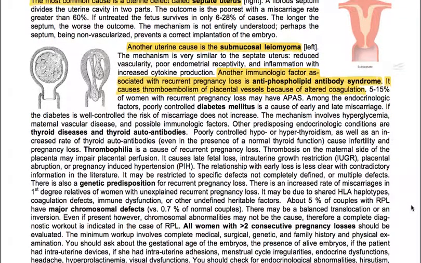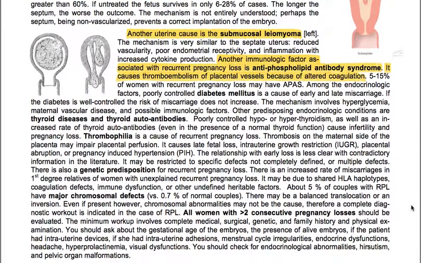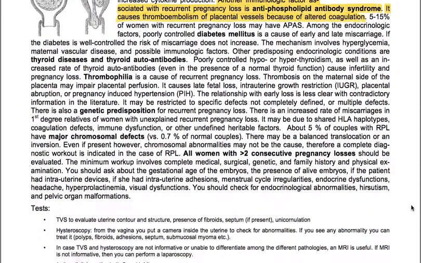All women with more than 2 consecutive pregnancy losses should be evaluated. The minimum workup involves complete medical, surgical, genetic and family history, and physical examination. You should ask about the gestational age of the embryos, the presence of alive embryos, if the patient had intrauterine devices, if she had intrauterine adhesions, menstrual cycle irregularities, endocrine dysfunctions, headache, hyperprolactinemia, visual dysfunctions. You should check for endocrinological abnormalities, hirsutism, and pelvic organ malformations.